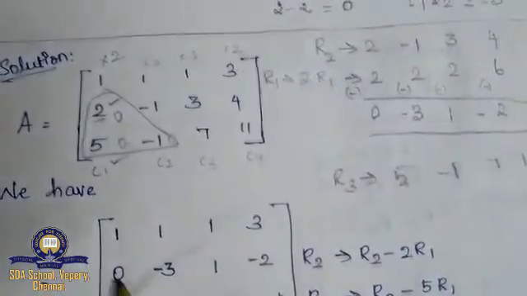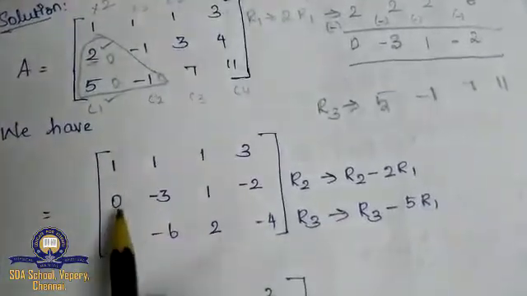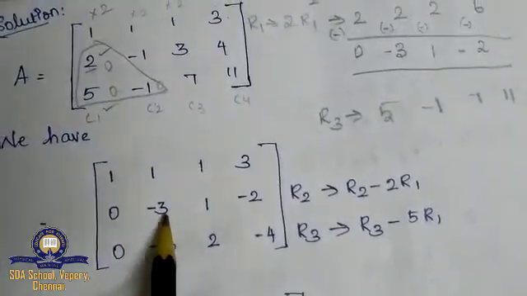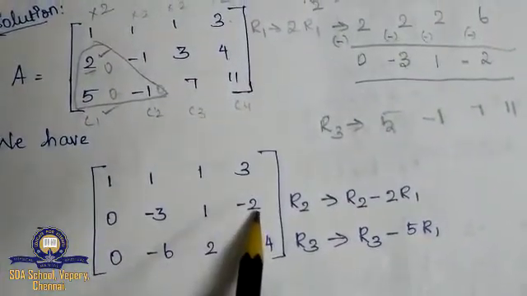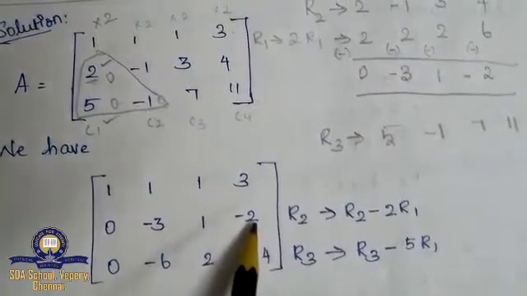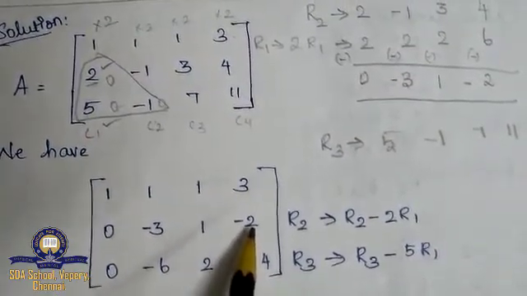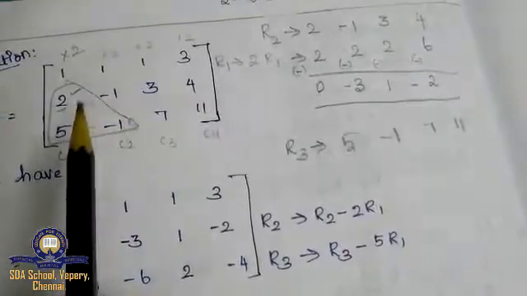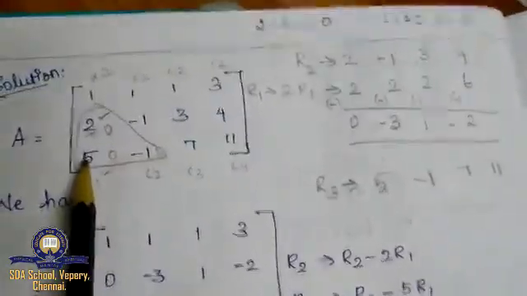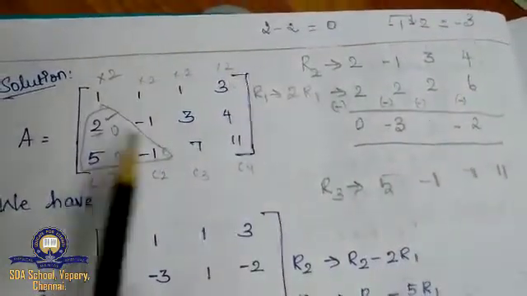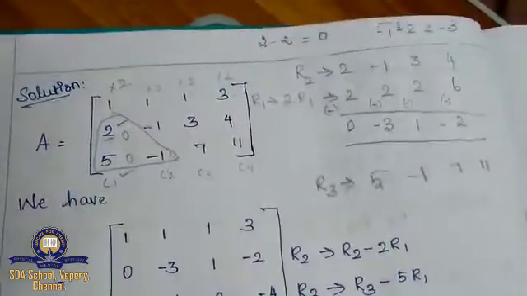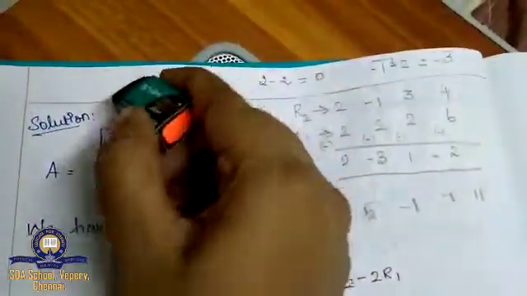So see now, this is my new value for R2. So 0, minus 3, 1, minus 2. This is my new value for R2. So now what you should do is, here it is 5. In order to make this value as 0, we have to use the first row again.